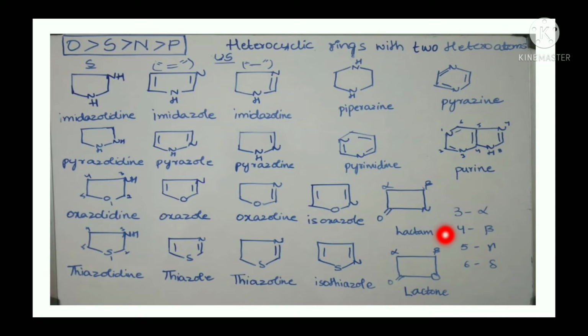If this cyclic amide is 3-membered, then it is called alpha lactam. And if the cyclic ester is 3-membered, it is an alpha lactone. If they are 4-membered, we call them beta lactam and beta lactone, and if they are 5-membered, we call them gamma lactam and gamma lactone, and if 6-membered, we call them delta lactam and delta lactone. So this is what I have written here.